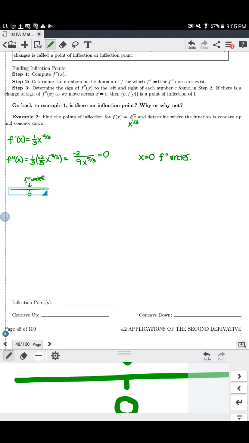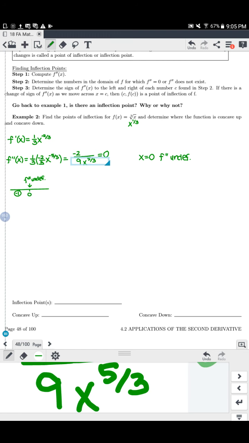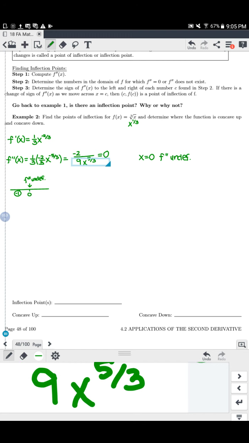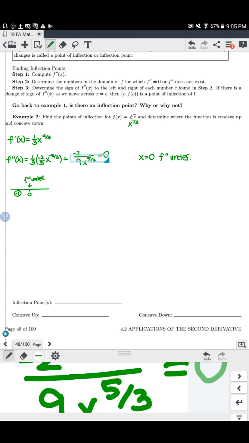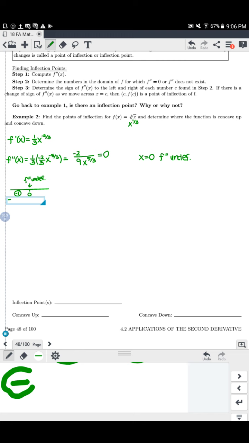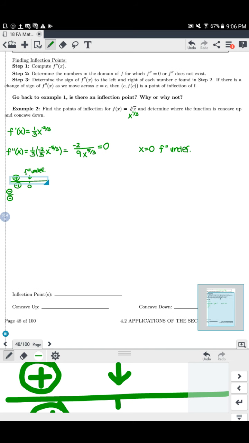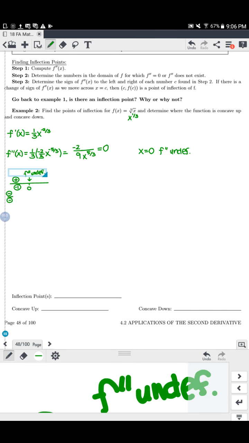So if I look to the left of 0, I can plug in any number I want. Maybe I'll just plug in -1. -1 to the 5/3 is a -1. Times 9 is going to be -9. So I have -2 over -9. And remember, you don't need to plug in these values to find the answer. You just need the sign of them. So at the top, I have a -2, which is negative. And the bottom, I'm going to have a negative as well. So this interval is going to be positive. So before 0, I am concave up.